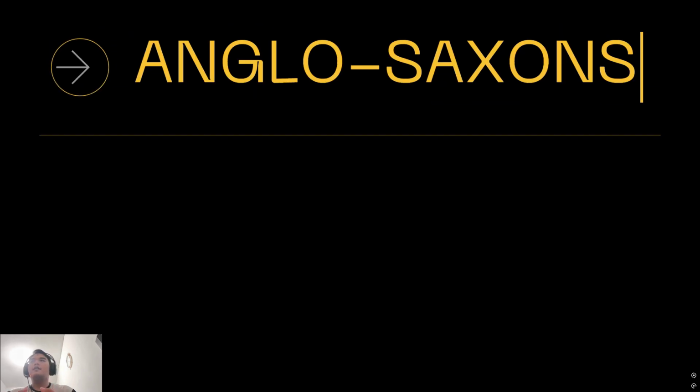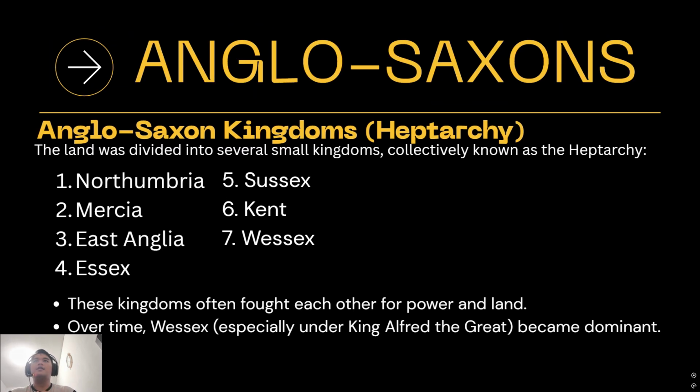There are 7 kingdoms of the Anglo-Saxon heptarchy. The land was divided into several small kingdoms, collectively known as the heptarchy. Northumbria, Mercia, East Anglia, Essex, Sussex, Kent, and Wessex. These kingdoms often fought each other for power and land. Over time, Wessex, especially under King Alfred the Great, became dominant.